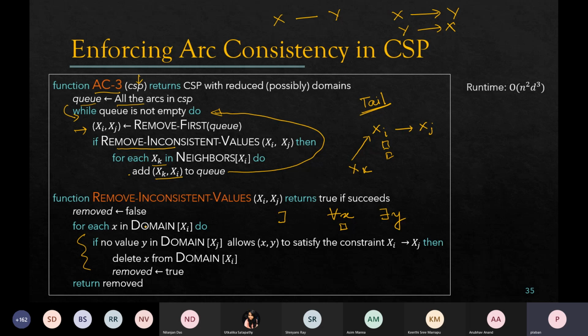Now, this algorithm has a running time of n squared d cubed. Again, I'm not going to explain this because I have already explained this in the video lecture that I have shared with you earlier. If you have any difficulty in understanding that, you may get back to me, right? Now let us go to the demo and see the difference between forward checking and arc consistency.